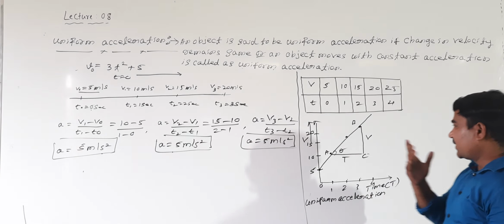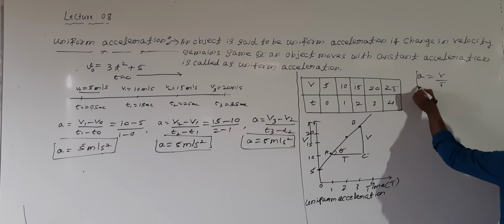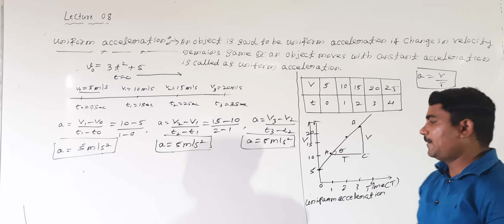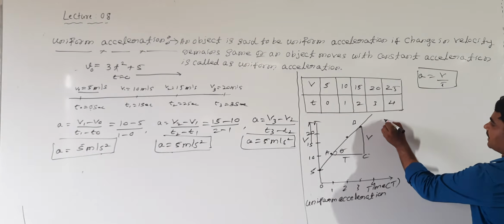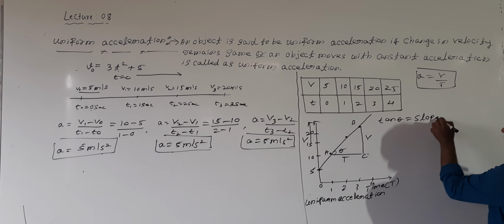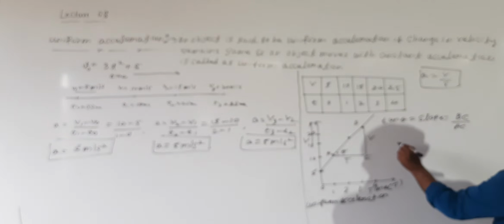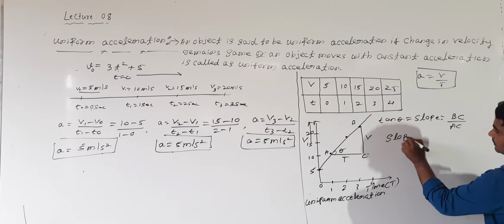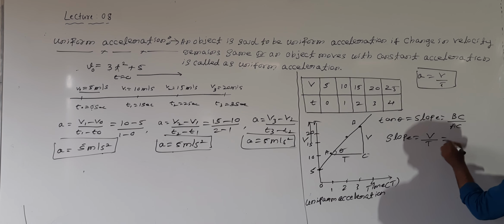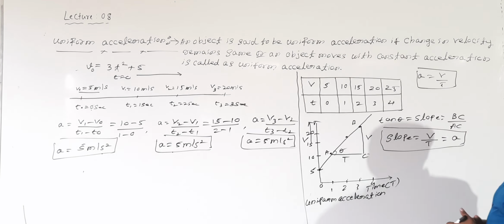Now, we know the acceleration formula. What is acceleration? Acceleration is equal to velocity divided by time, right? And here tan theta means slope. Tan theta equals slope. Slope equals BC divided by AC. BC means velocity, AC means time. Velocity divided by time equals how much? Acceleration. Velocity divided by time equals acceleration.